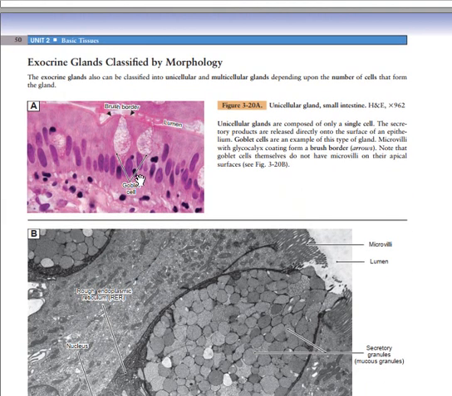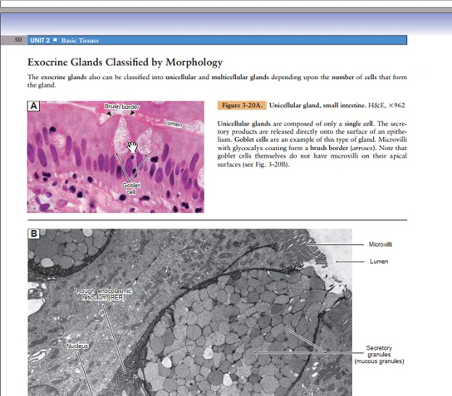Now let's visualize the glands based on their morphology. The first was the visualization of the glands based on their function. Now this is a visualization based on their morphology. Unicellular glands, we said, consist of a single cell. An example of a unicellular gland is the goblet cell. You see, this is the microscopic appearance of goblet cells.